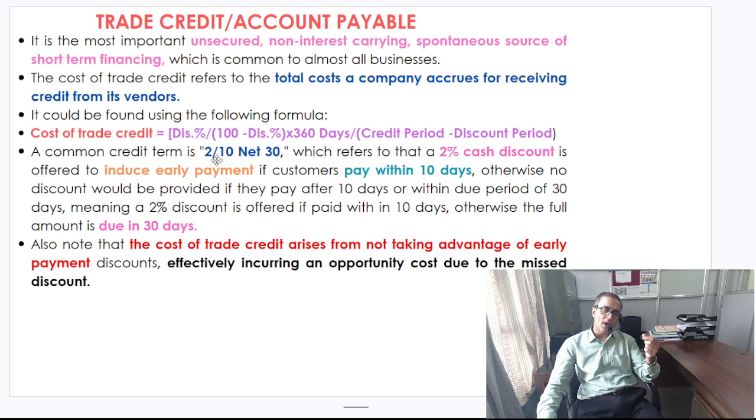And this equation you have to recall here: the discount percentage divided by 100 minus discount percentage, multiplied by the number of days in a year divided by credit period minus discount period. Here the credit period in this case is 30 days, the discount period is 10 days, while the cash discount percentage is 2%. This way you can find the cost of trade credit.